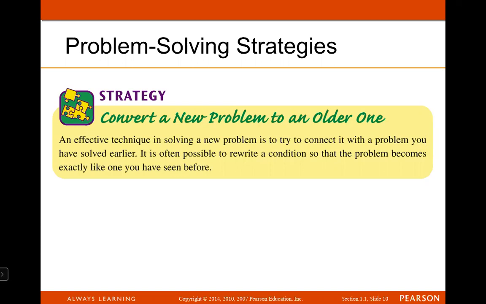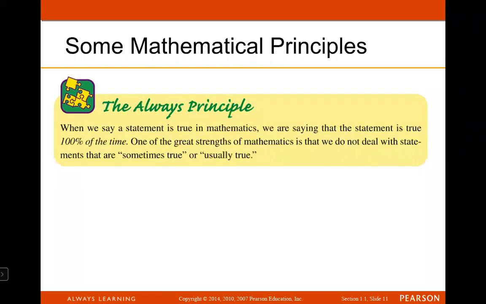It is often possible to rewrite a condition so that the problem becomes exactly like one you've seen before. That can often be like doing a simpler problem. Often the simpler problem is the one we've done before. Some mathematical principles. Those were all strategies for problem solving, and these are principles.